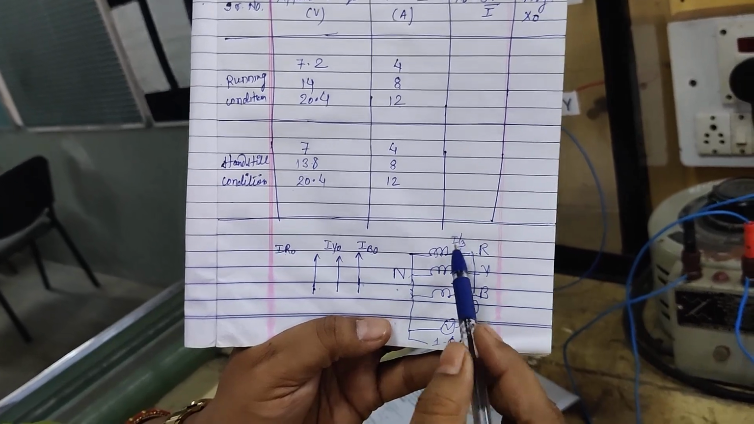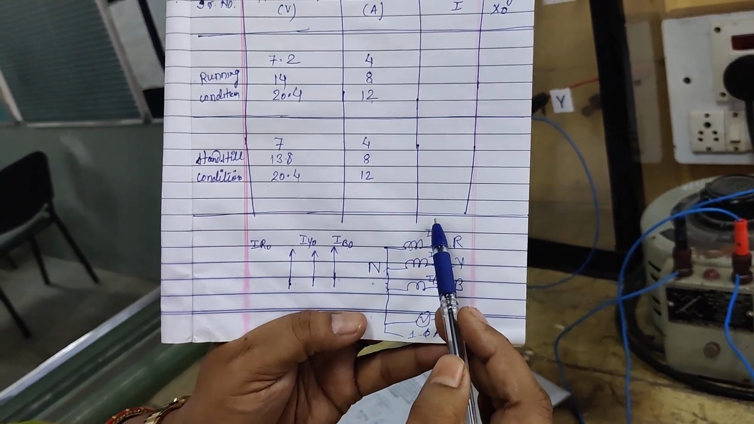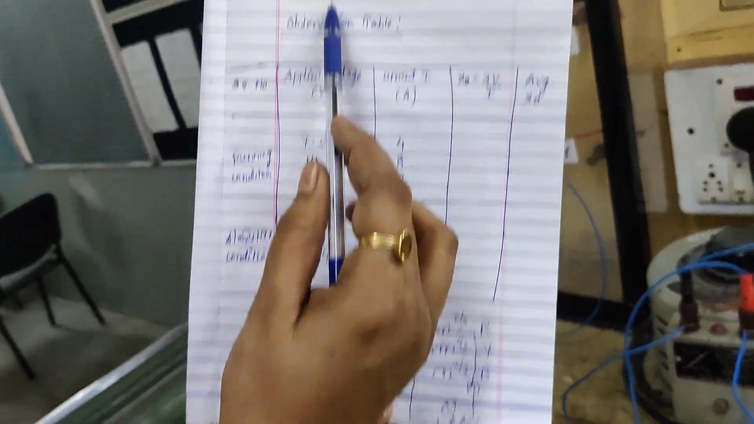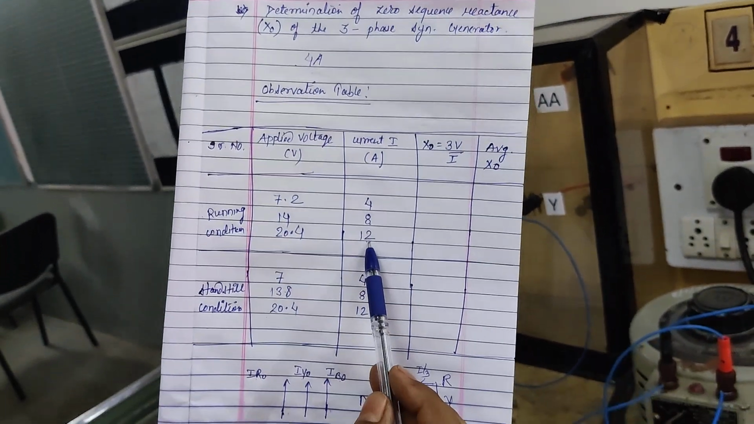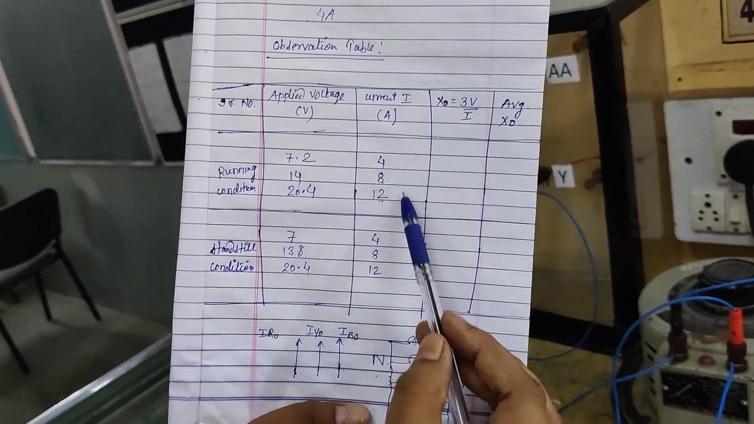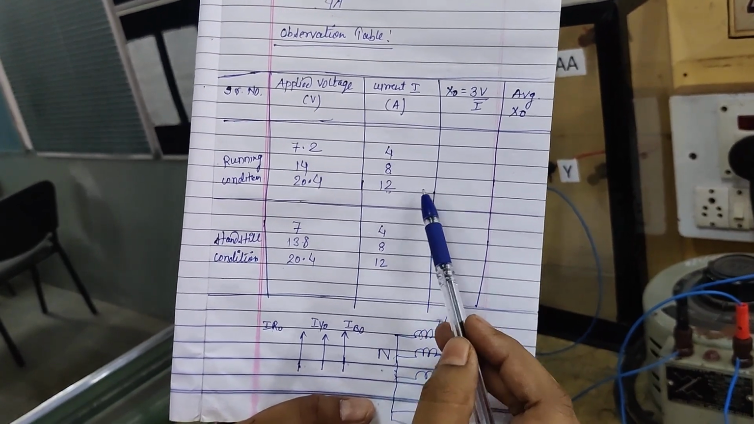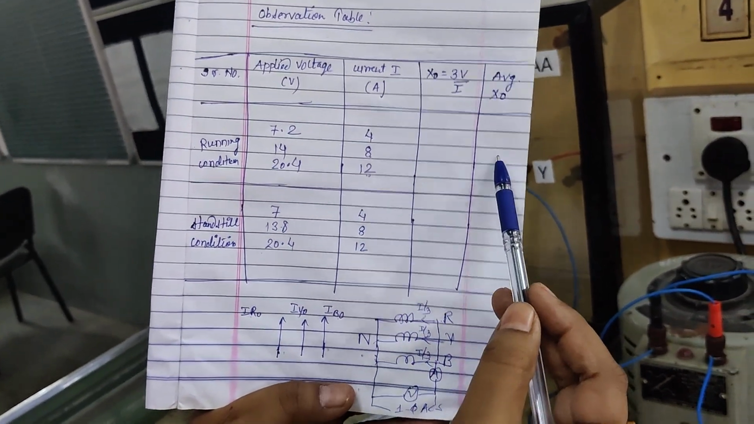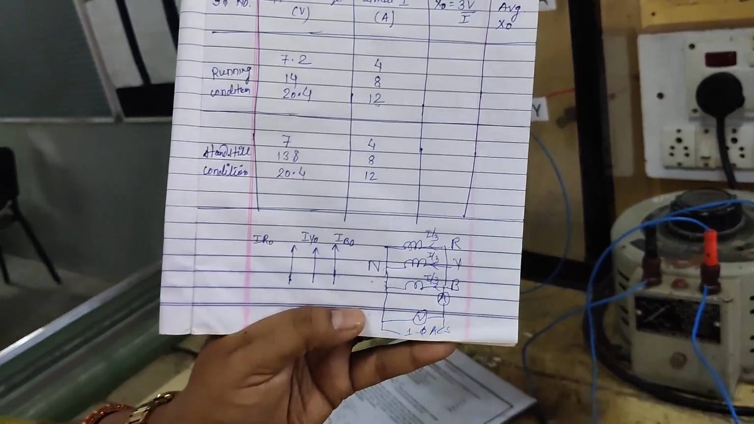So the third reading is the rated current. 12 by 3 means 4 ampere. Rating of the machine is 4 ampere. So the last reading is the rated current. But to have the average on this component, that is why we are taking 3 possible readings. So make this calculation and take out the average and then comment on it. Thank you.